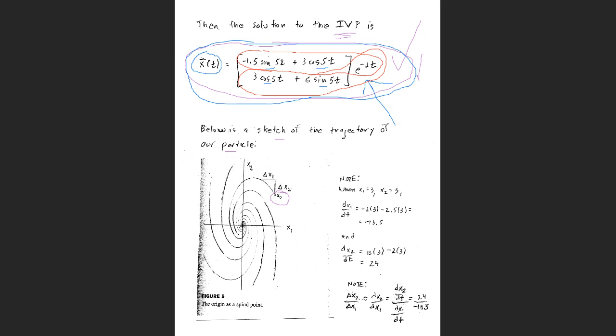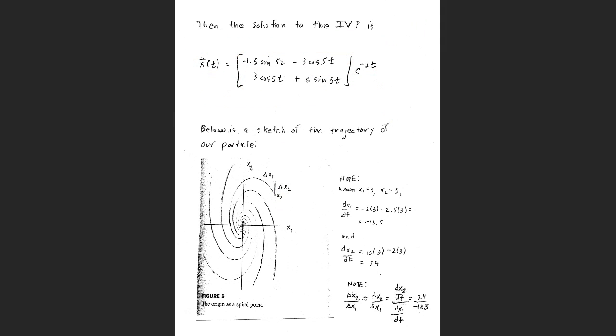But now why is the solution spiraling into the origin? Why is it not spiraling away from the origin? Hung says because of this negative 2t. That's right. What does e to the negative 2t approach as t goes to infinity?